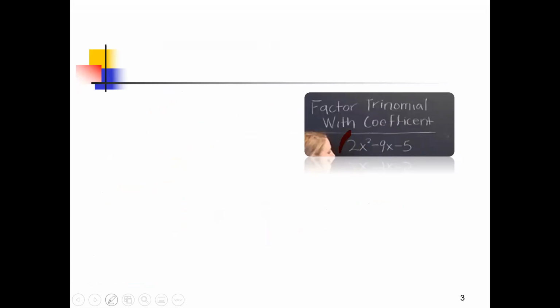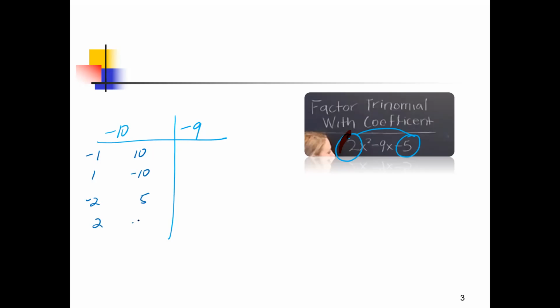So you take the first term, multiply by the last term, which you put that number negative 10 on the left side. In the middle is negative 9. So negative 1 and 10, 1 and negative 10, negative 2 and 5, 2 and negative 5. Now you ask yourself, which one of these 4 terms will add up to a negative 9? There you go. And so your temporary answer here is x plus 1, x minus 10.